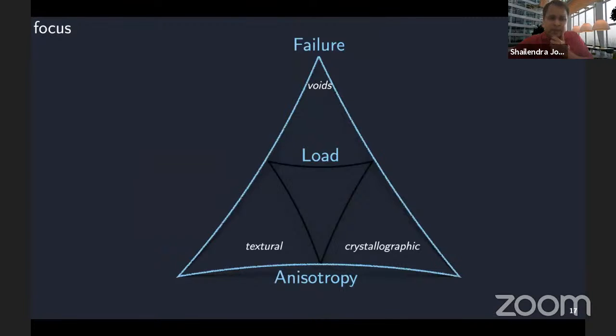So with that background, what we have is to understand how anisotropy couples into applied stress states and causes failure. And in this case, what we are going to do is we are primarily going to look at crystallographic aspects of anisotropy. So we are going to deal with single crystals. Later on, if time permits, I'll talk a little bit about textural effects.